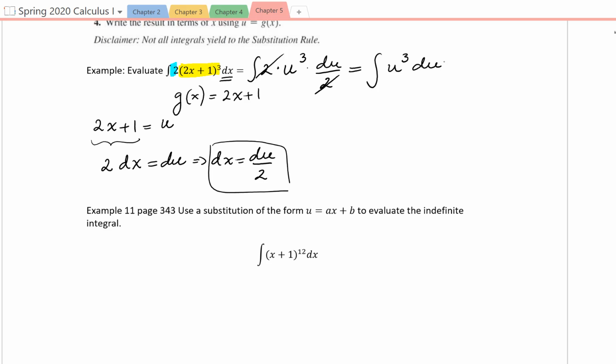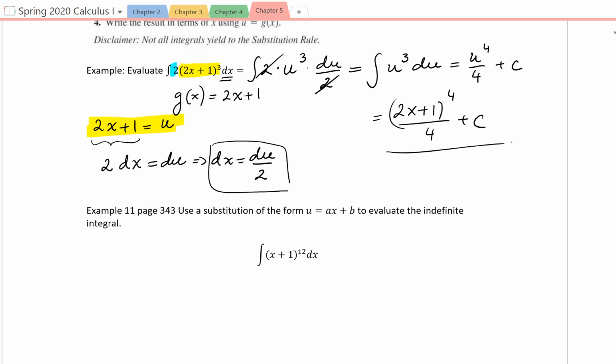So basically, now we have an elementary integral where the variable is u. So integral of u to the third du is u to the fourth over 4 plus c. But our original problem was in x, so we replace u with 2x plus 1. So it's going to be 2x plus 1 to the fourth over 4 plus c. And this is the final answer.